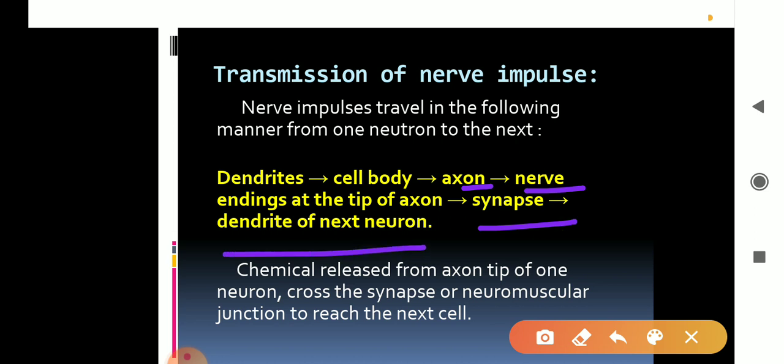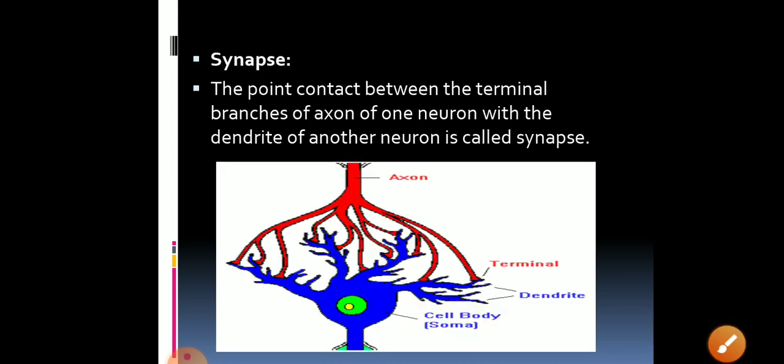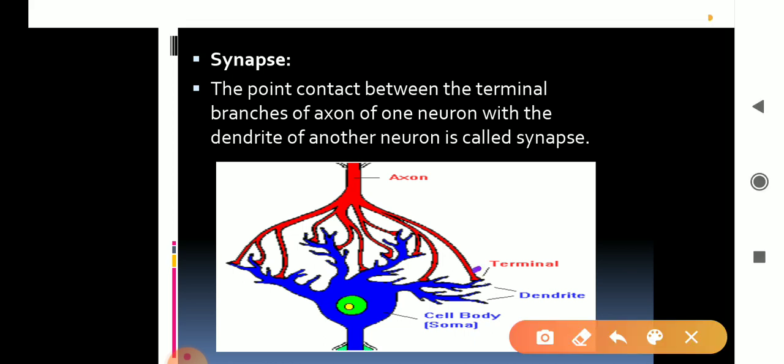Okay, then what is a synapse? I will tell you. Chemicals released from the axon tip of one neuron cross the synapse and neuromuscular junction to reach the next cell. Actually, now see, what is a synapse? Synapses are the points of contact between the terminal branch of the axon of one neuron and the dendrite of the other. This is the dendrite and this is the axon ending.